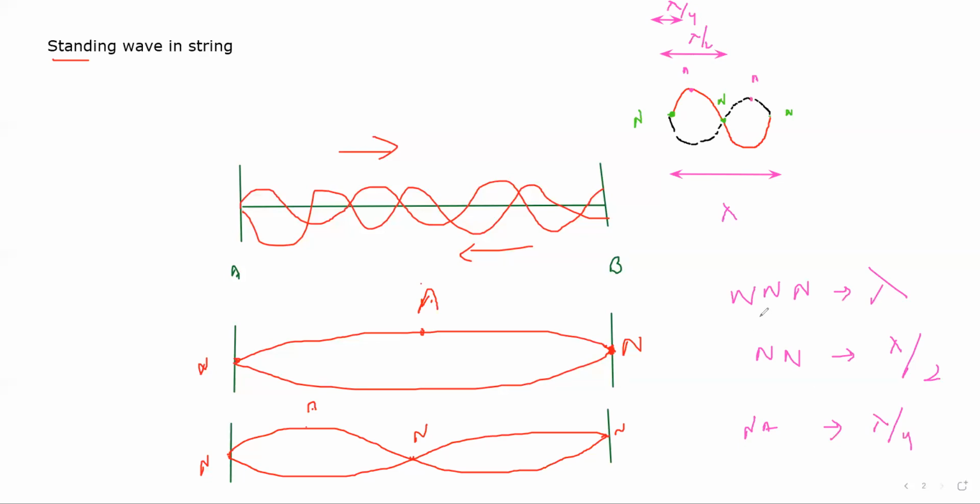Because sometimes in the question, they provide you the length of a string and ask you to calculate the frequency or the wavelength when the speed of the wave is given. So using this formula, using this idea, you can work out the wavelength of a standing wave. We'll derive an expression as well to find the relation between frequency and wavelength for a standing wave.